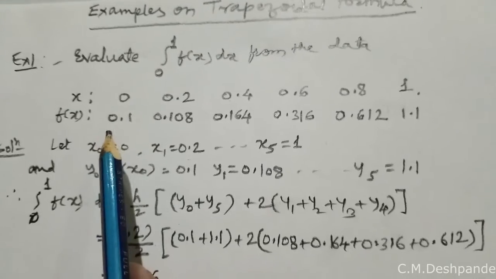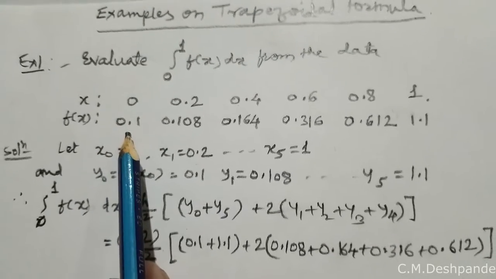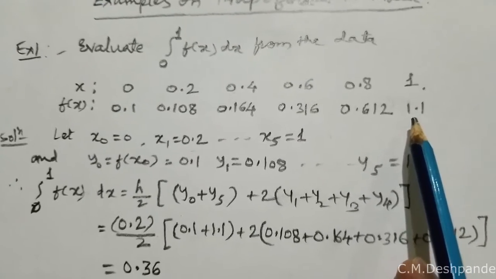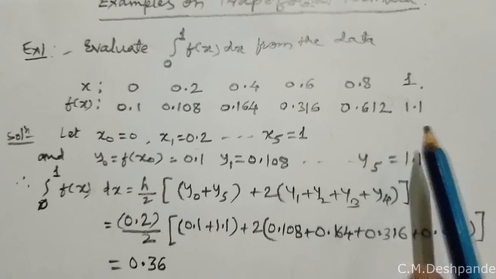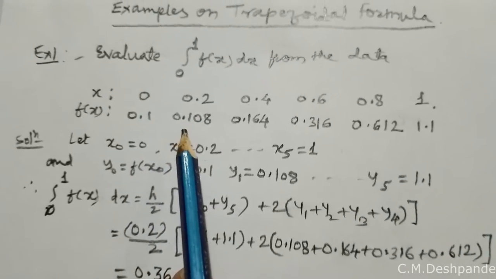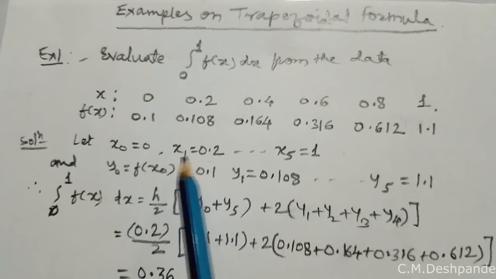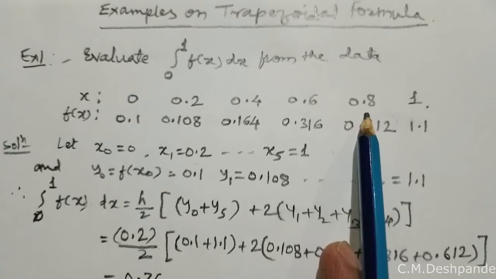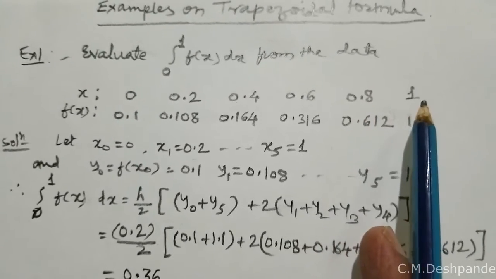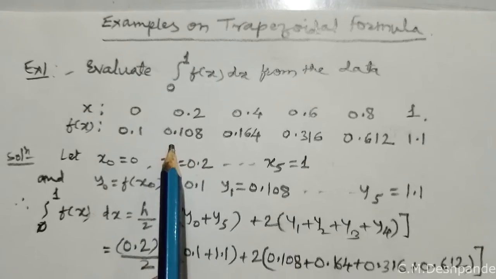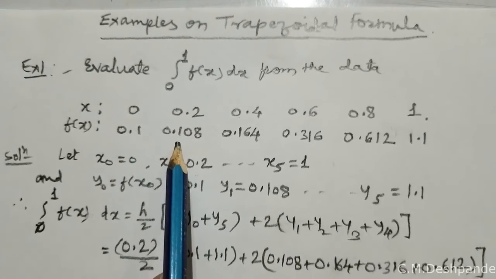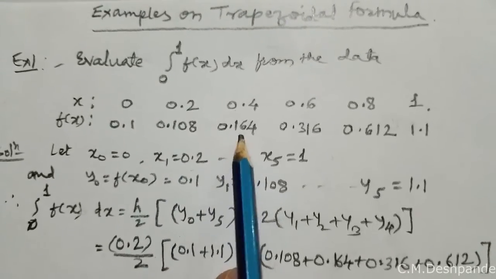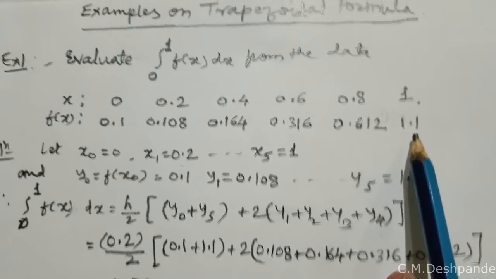The first value of y is denoted by y0, so y0 equals 0.1, and the last value of y is y suffix 5, that is 1.1. Then the corresponding values of x and y are also named. x1 is 0.2, x2 is 0.4, x3 is 0.6, x4 is 0.8 and x5 is 1. The corresponding values of f of x are y1 is 0.108, y2 is 0.164 and so on up to 1.1.